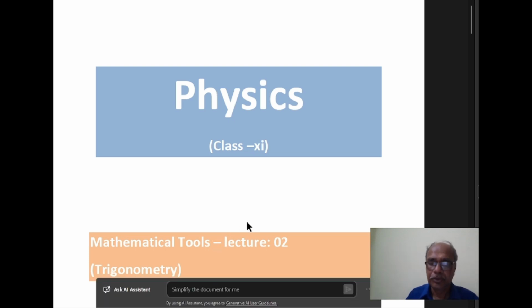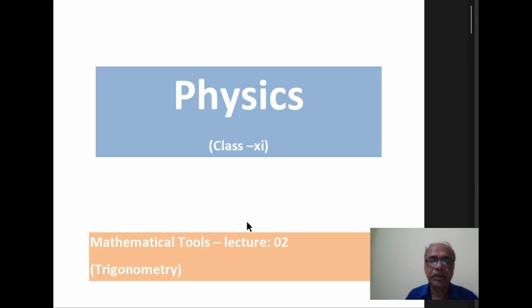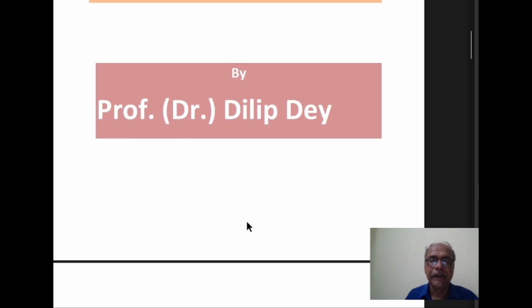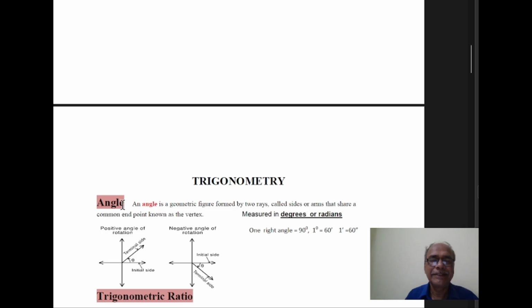Hello students, today we will start the second lecture of mathematical tools, which is trigonometry. And the basic thing of trigonometry is the angle. Here the angle is a geometric figure formed by two rays called sides, or arms, sharing a common vertex. Basically this is measured in degrees and radians. One right angle is equal to 90 degrees, 1 degree is equal to 60 minutes, and 1 minute is equal to 60 seconds.